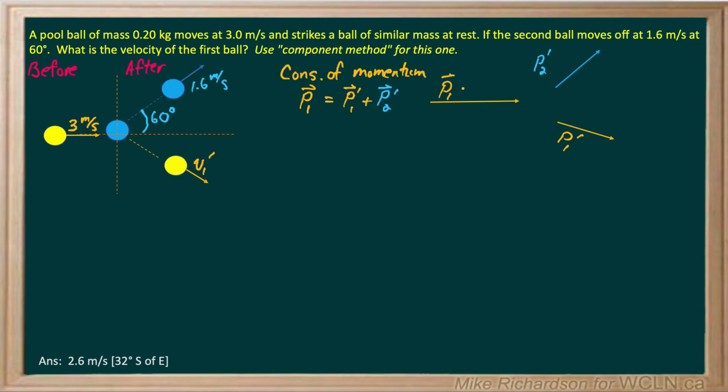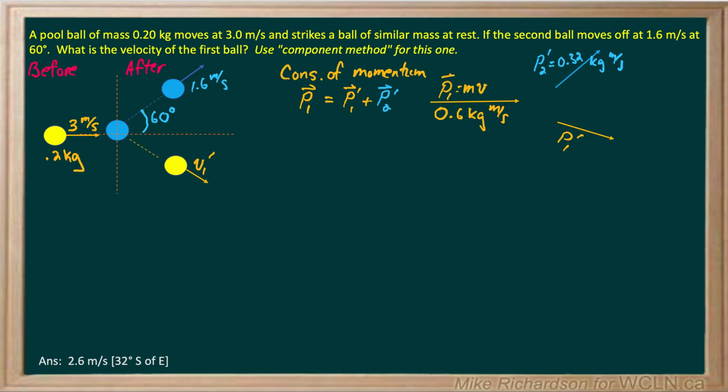So P1, when I do a little bit of math, we know it's just mass times velocity. So if I go 0.2 kilograms, because that's the mass of the ball, times 3 meters per second, I will get my initial momentum overall is 0.6 kilogram meters per second. So that's P1. I don't know P1 prime, but I can also get P2 prime. I can calculate it. So similarly, if I go 0.2 times 1.6, mass times velocity, I get P2 to be equal to 0.32 kilogram meters per second.